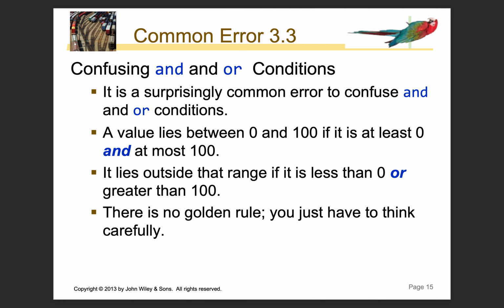A couple of common errors happen with using the Boolean operators and and or. It's surprisingly common to confuse which one you're supposed to be using. A value lies between 0 and 100 if it is at least 0 and it is at most 100. A value lies outside of the range 0 to 100 if it is less than 0 or it is greater than 100. Unfortunately, there is no golden rule of when to use and or or. You just have to think carefully about what ranges you're looking at and what you're trying to do.